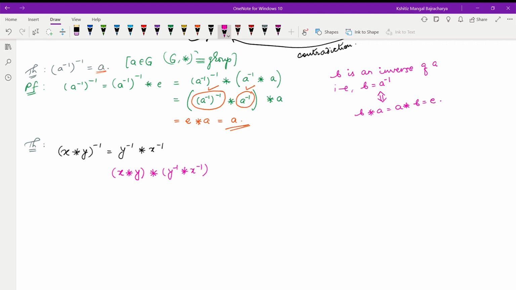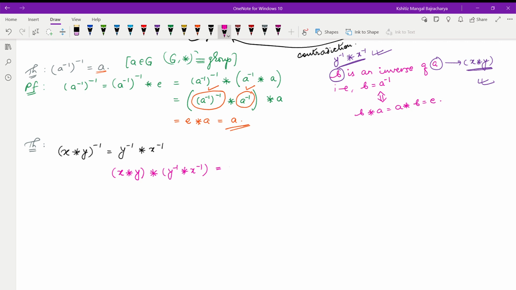Alright, so instead of A we have x star y, and instead of B we have y inverse star x inverse. So we need to show that this star this is equal to this star this is equal to E. Now since we have associativity, this is not so trivial to obtain, but Hungerford's algebra has given a discussion regarding why it's possible. We're going to use this result. We're not going to prove it right now.